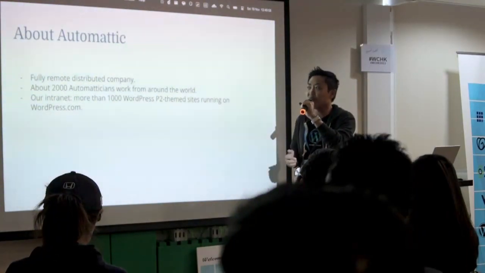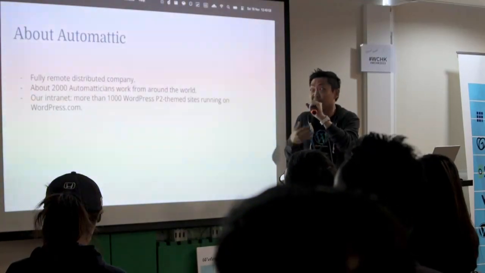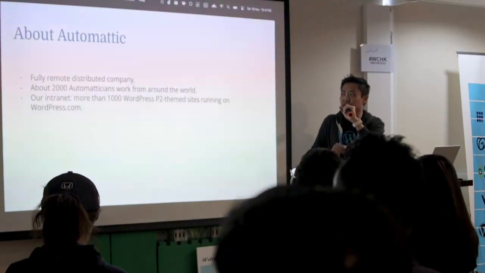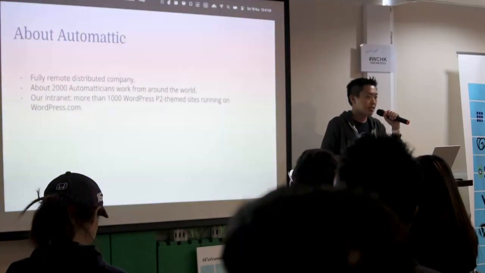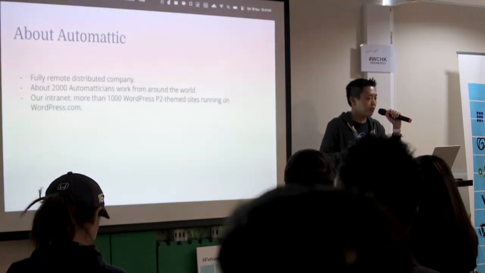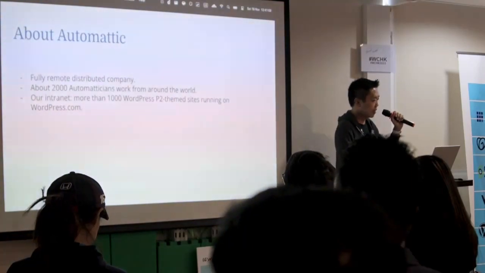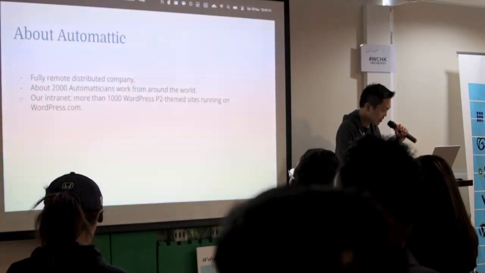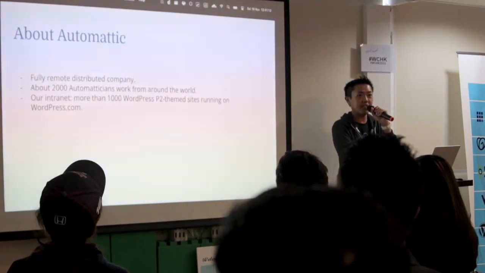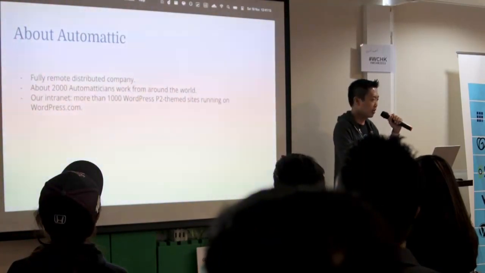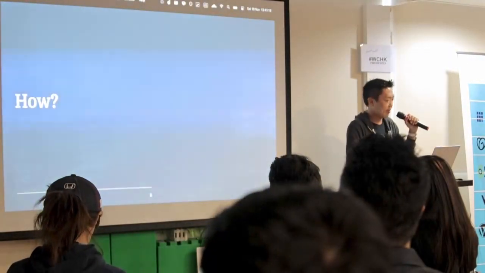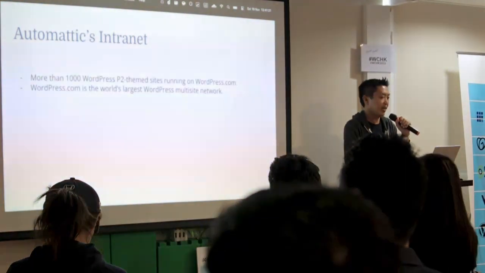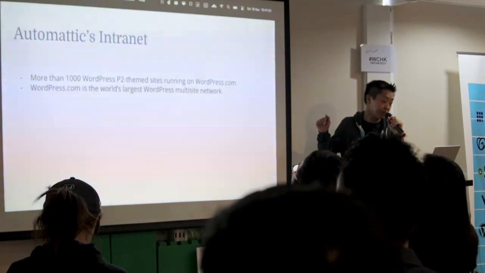And we have our own unique intranet system. Our intranet consists of more than 1,000 WordPress sites running a custom theme, which we call P2, on WordPress.com. And WordPress.com is actually the world's largest multisite network. So how do we do it?